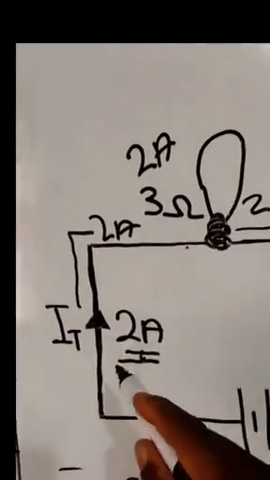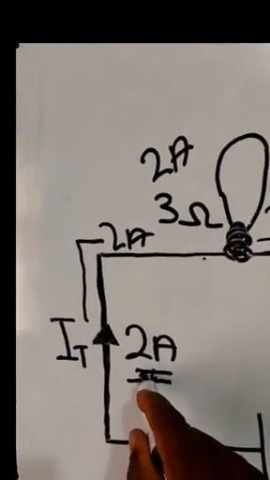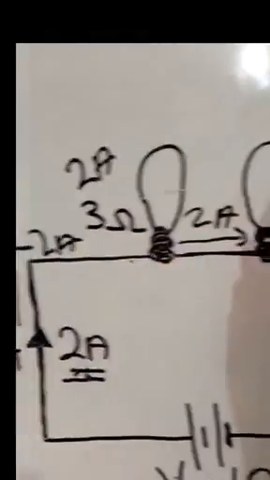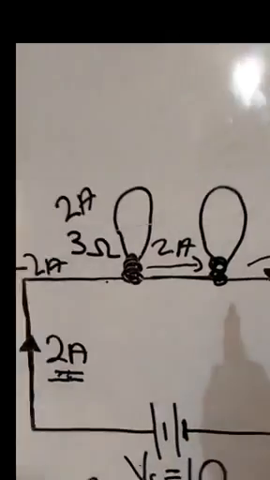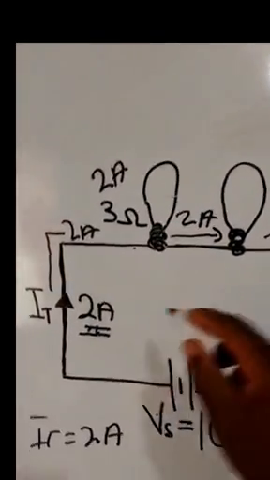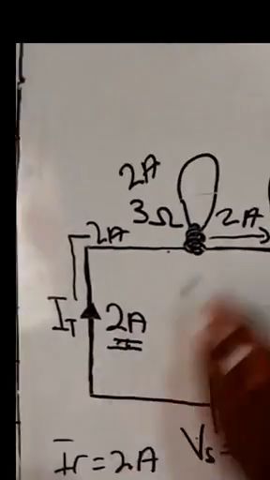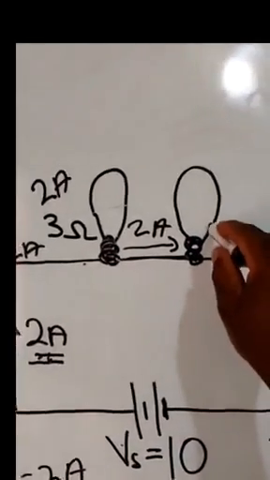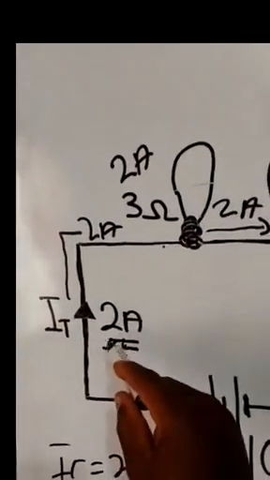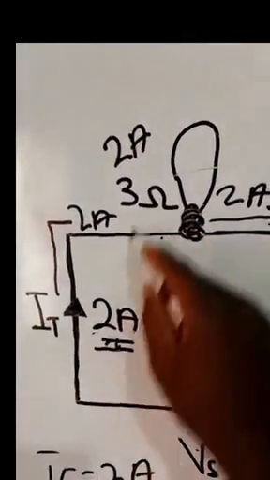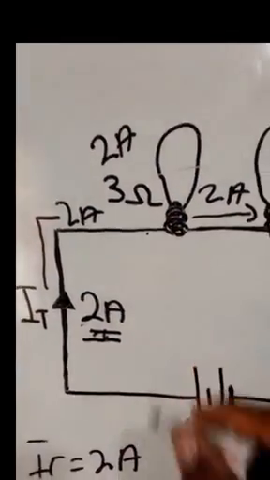Now, what we do is that we'll multiply these two. If the current is the same, it moves through the two components or two loads, then you multiply it to each of them. But since the second one is not given, let's multiply the current of 2 by this 3. So this 2 by this 3 will give us 6 volts.